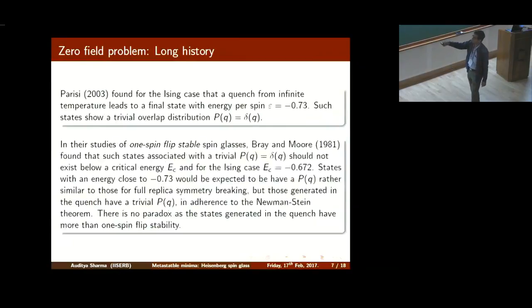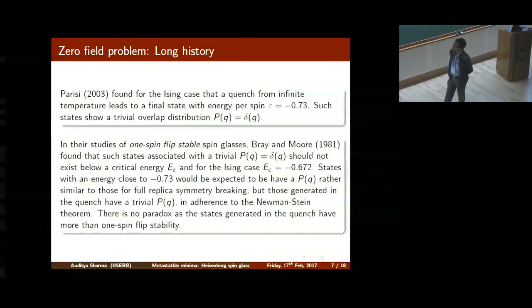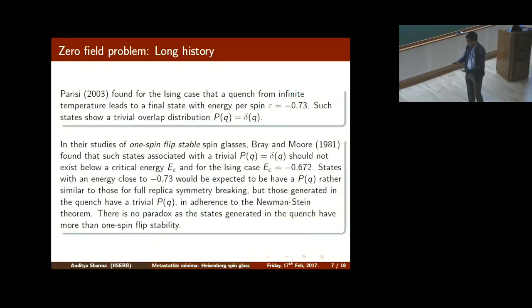There's also some more history which I want to give you. Parisi later on, in 2003, showed that for the Ising case, if you do a quench from infinite temperature, a final state has a certain characteristic energy associated with it, which he computed, which we numerically found out to be this number, minus 0.73. And so he did confirm that the Newman-Stein theorem does hold, and indeed the overlap distribution is this trivial distribution.